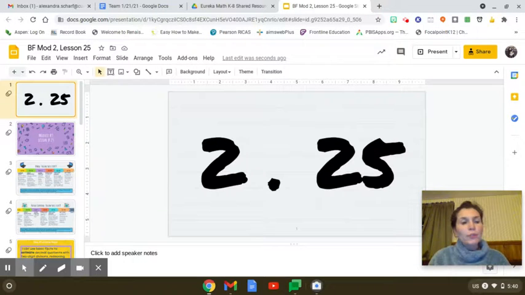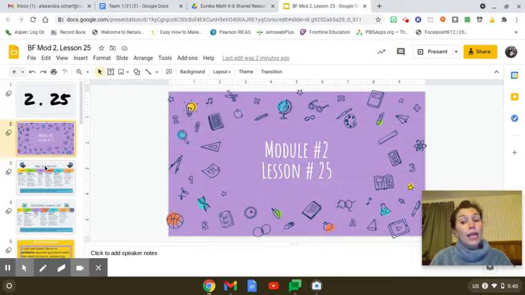Today we are going to be doing Module 2, Lesson 25. Today we are going to continue to work on dividing decimals. This time, the numbers, though, are going to be smaller.